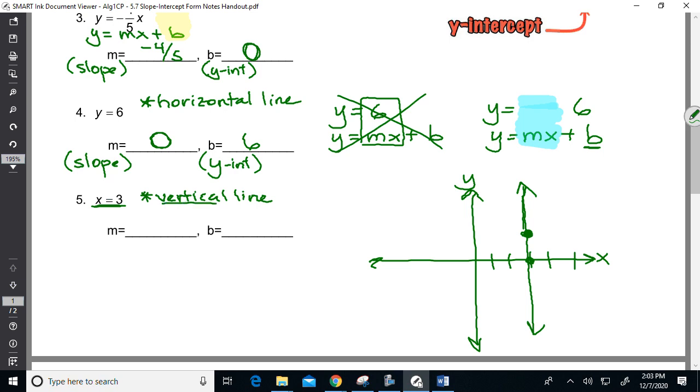So if you have a vertical line, what does the slope have to be? Think about what happened last week. There are 4 types of slope. One of them goes with a vertical line. It's undefined. That is undefined.